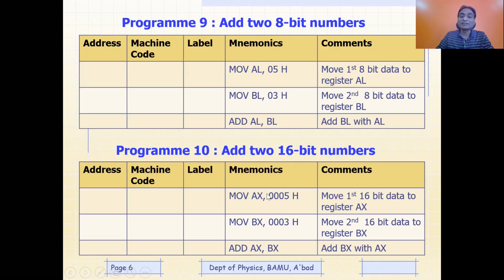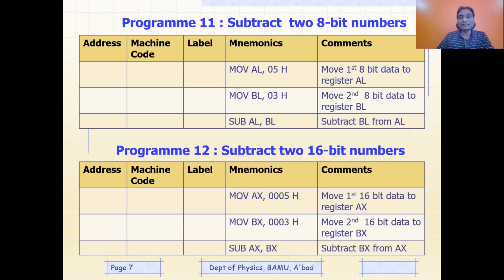It could be any data item from 0000 to FFFF, any data item, right? So MOV AX, 0005H will take the first number into register AX, MOV BX, 0003 will take the second number into BX, and next would be ADD AX, BX. That's it. Now let us go for the next program.